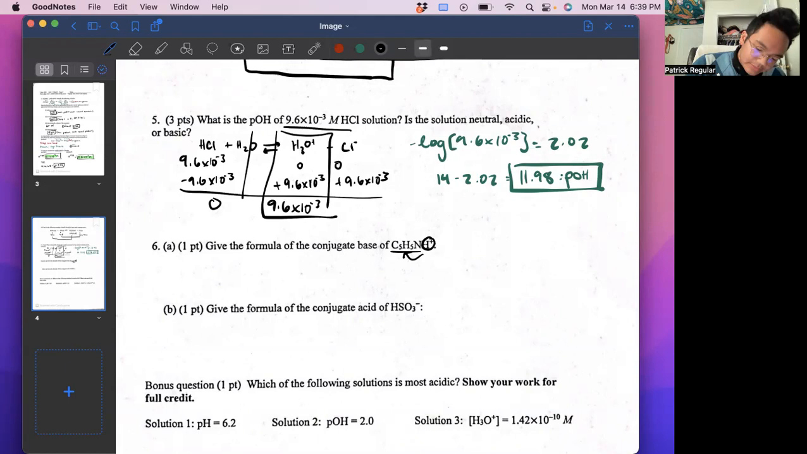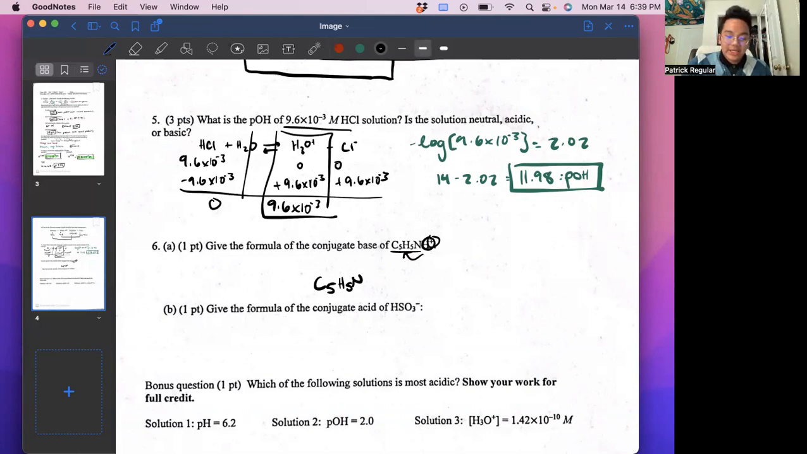So C5H5N, that's going to be our conjugate base. And there is no minus sign, because remember, if you're removing a proton, you're removing a positive charge, and there's only one positive charge right here. Okay, so it's just going to be like that. Pretty sure. Let me double check. Yeah.